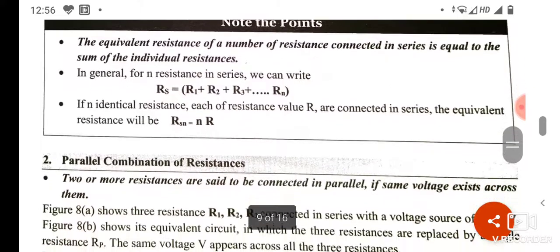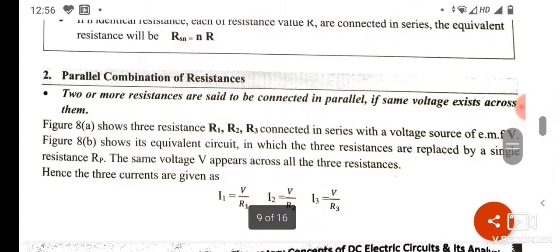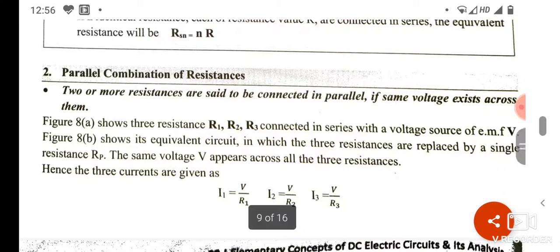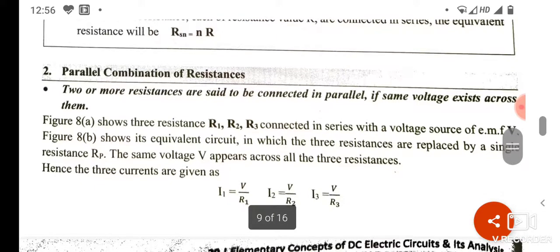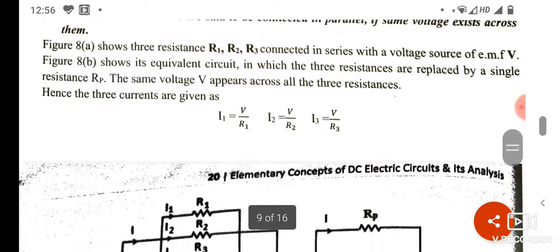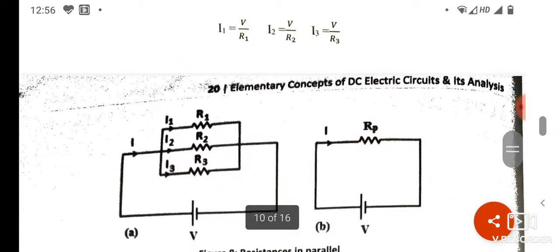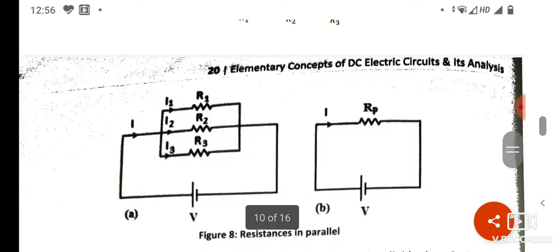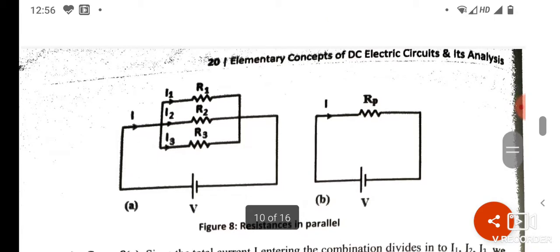Okay, similarly in the case of parallel combination means starting points are connected together and ending points are connected together and connected to a battery. Consider similar resistance R1, R2, R3 which is connected in parallel like this. In this case, current will be different. I1 is different depending upon R1, I2 is different, and I3 is different. So I is divided into three branches, I1, I2 and I3. So in the case of parallel resistance, voltage will be same across the resistance, but current will be different.